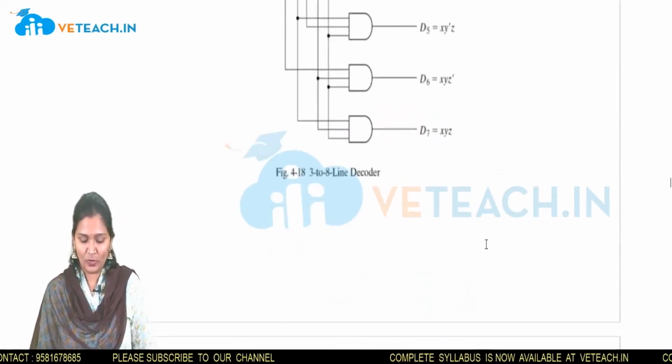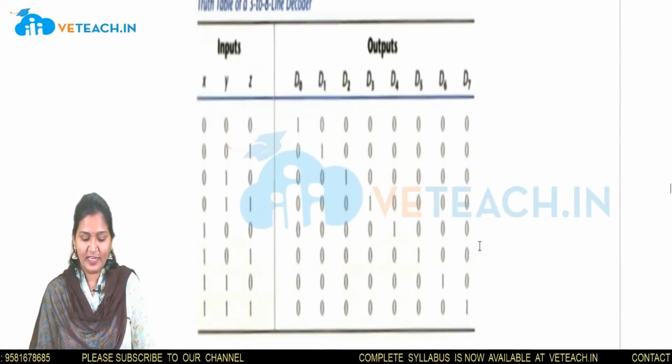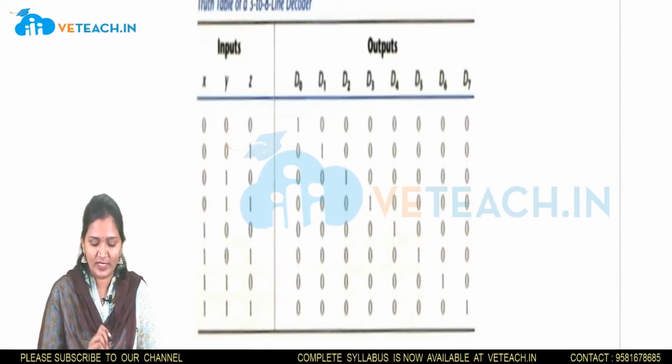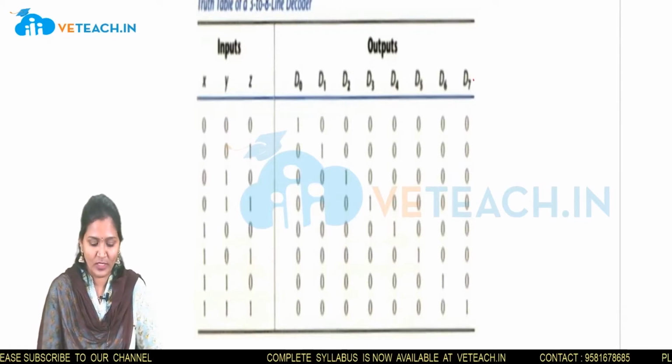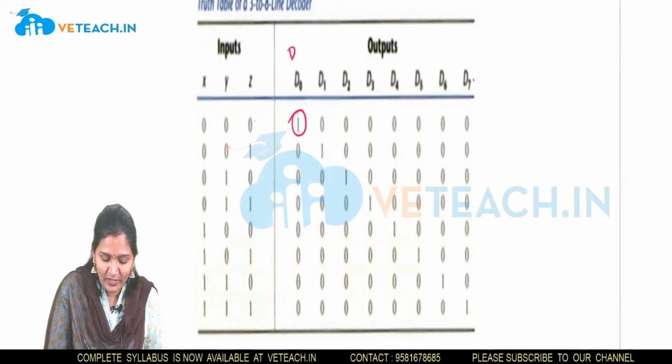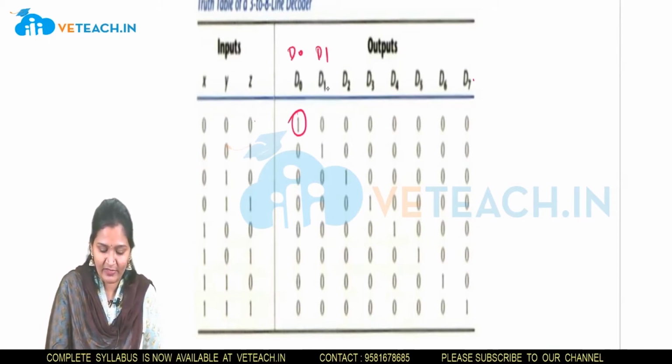A 3 to 8 line decoder is nothing but, so first let me tell about the truth table. So we have 3 inputs, right? X, Y, Z are the inputs and the outputs are 8 outputs. So when 0, 0, 0 is the case, D0 will be high; for 0, 0, 1, D1 will be high.